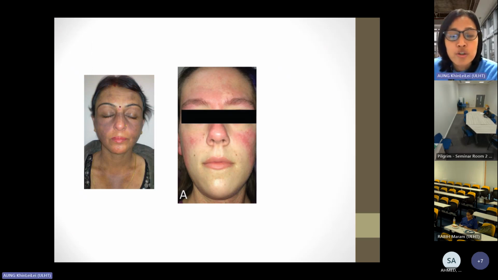This is the picture showing the malar rash. So the malar rash affects the cheek and nasal bridge, and it spares the nasolabial fold. It is different from the rash seen in dermatomyositis, and it can appear on sun exposure. We call it photosensitivity as well.